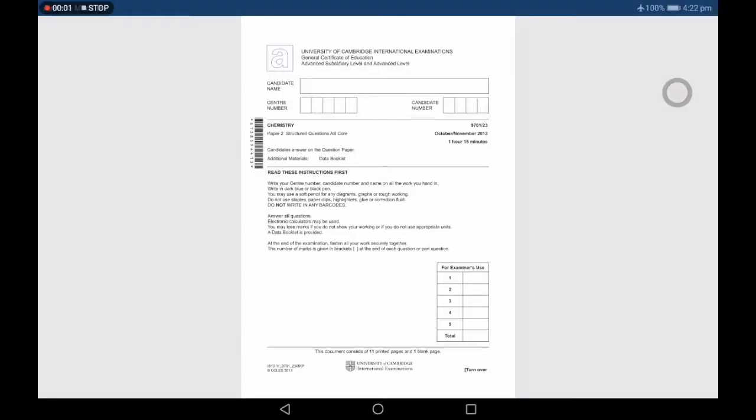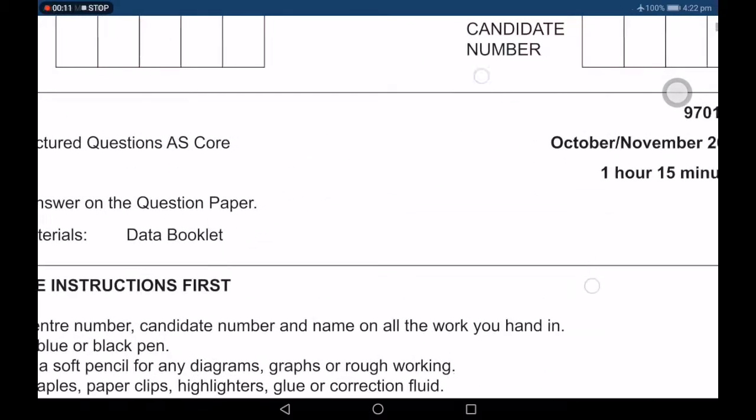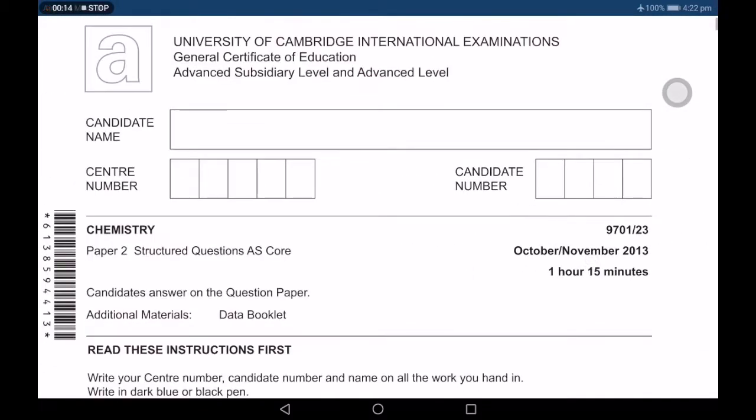Guys, today we are going to look at Chemistry A Level Paper 2 structured questions. Paper 2 Variant 3, Paper 23 from October/November 2013. This is a 1 hour 15 minutes paper.